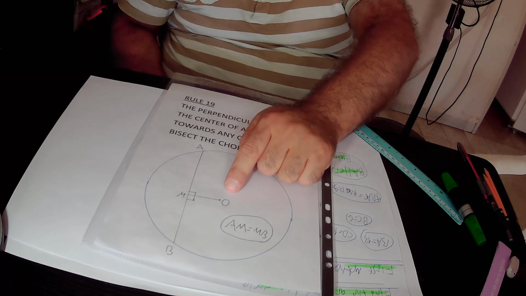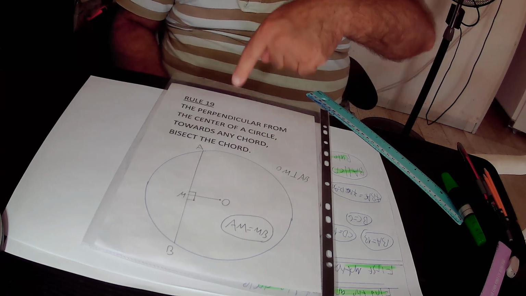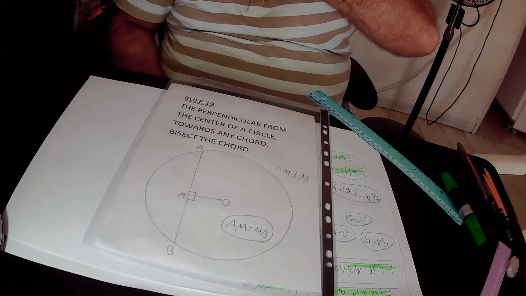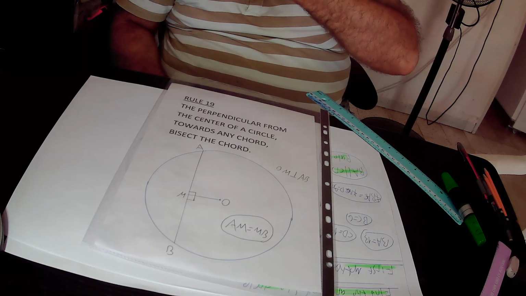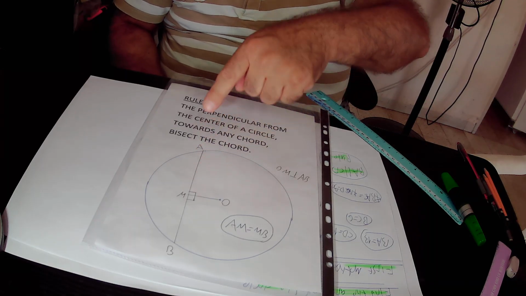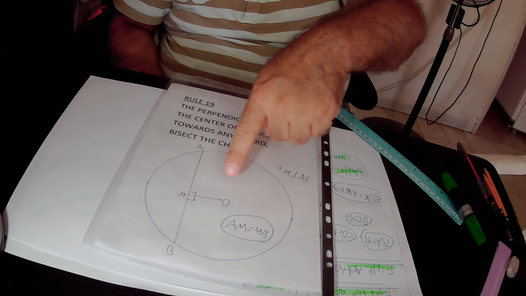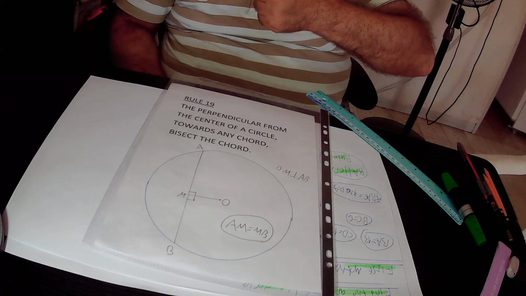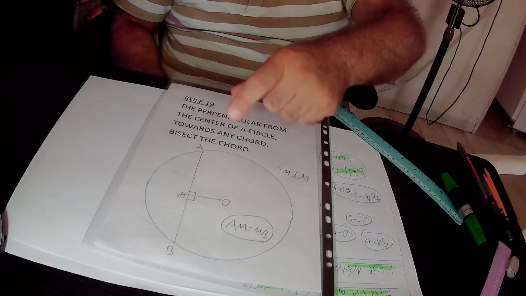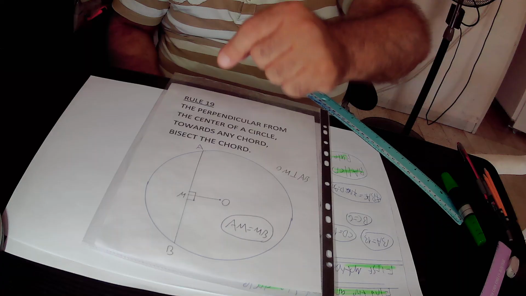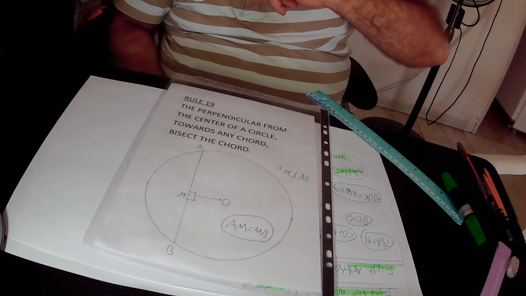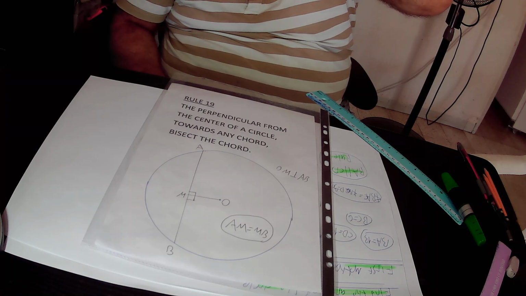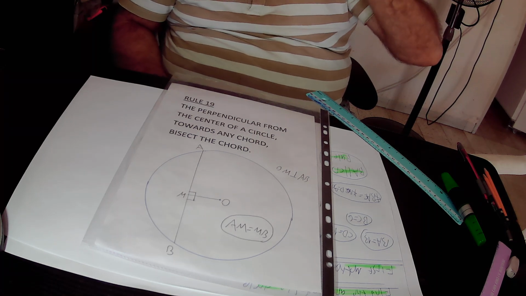So in the drawing we have a circle. Point O is the center of the circle. AB is a chord of this circle. And according to rule 19, the perpendicular OM bisects chord AB. That is to say, it divides chord AB into two halves. The first half is AM, the second half is MB, and of course AM equals MB. So according to rule 19, the perpendicular from the center of the circle towards any chord bisects the chord.